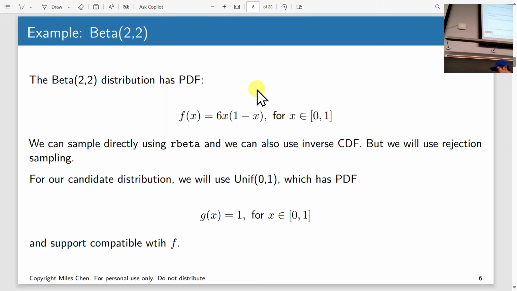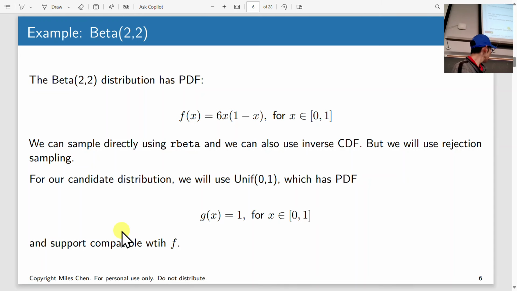So you have this upside down parabola, but when you integrate it, it integrates to 1. Now we can generate values from this directly with R using rbeta. Also, this is simple enough where we could get the CDF and do the inverse CDF. It's a little bit wasteful and a little bit silly to use rejection sampling, but we'll just do a demonstration here.